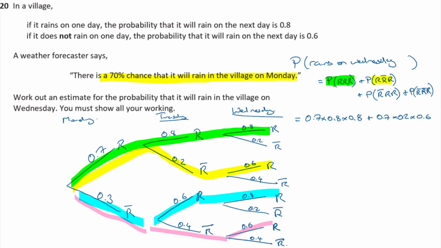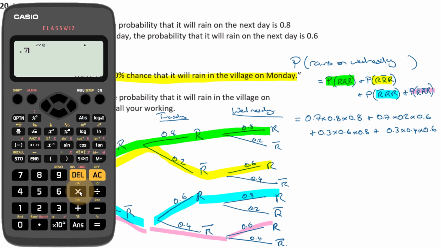And then the probability then of the blue route through, not rain, rain, rain, that is going to be 0.3 times 0.6 times 0.8. Okay, and then finally the pink route, not rain, not rain, rain, that is going to be 0.3 times 0.4 times 0.6. Okay, right, so I think it's time to reach for the calculator, is it not?